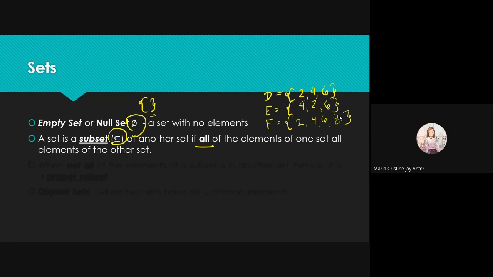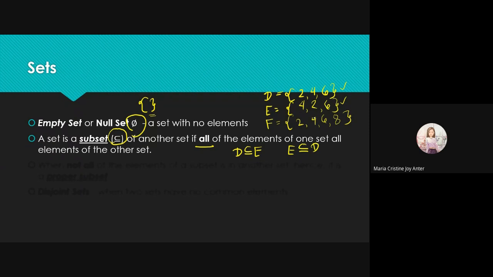Miss, didn't we say earlier that those are equivalent sets? So, equivalent sets are subsets of each other? Yes, indeed. Say for example, for the ones I listed earlier, we can write that set D is a subset of set E, because their elements are 2, 4, and 6. They are the same. Hence, the two are subsets of each other. Or we can also say that set E is a subset of set D. That is also possible.